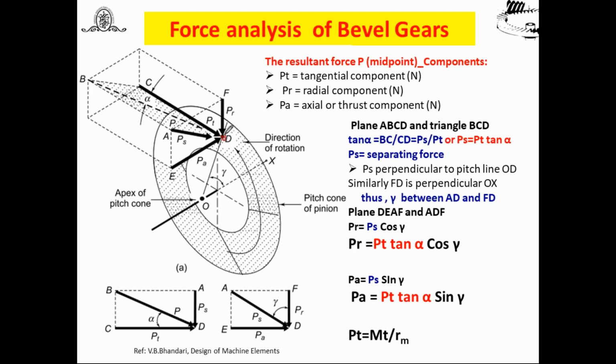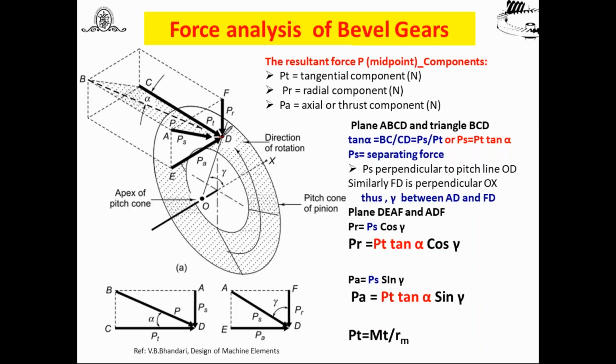Look at this. In this case, the pitch point is taken on the pitch line. Yesterday, while discussing the design based on beam strength and wear strength, I told you to always consider the large end to find out the dimensions of the gears. But here in force analysis, the pitch point, where the resultant force transmitted by the bevel gear tooth acts, is considered at the mid point. Try to understand. This is only for force analysis; no need to take these fundamentals into consideration while calculating the beam strength and the wear strength.